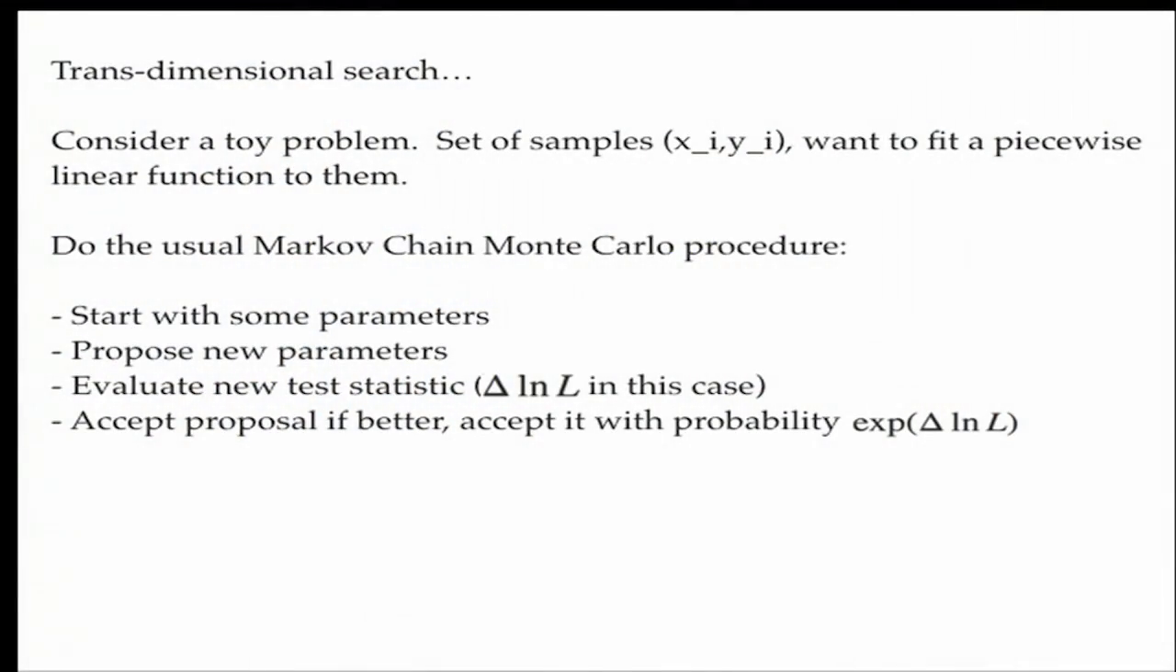I know some of you in the room are quite familiar with this, but because some of you may not be, let's consider a toy problem here. So suppose we have a set of samples of some process, x of i and y of i. We want to fit a piecewise linear function. We're going to do this with the usual Markov chain procedure. We'll start with some parameters, propose new parameters, evaluate some new test statistic like delta log likelihood. So forget about the priors for now, and accept the proposal if it's better, and accept it with some probability if it's worse.